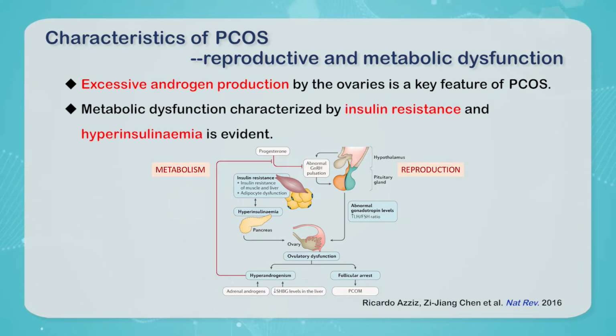Metabolic dysfunction, characterized by insulin resistance and hyperinsulinemia, is evident in the vast majority of affected individuals. This hyperinsulinemia will further enhance androgen production by follicular theca cells, inducing a vicious circle for reproductive and metabolic dysfunction.